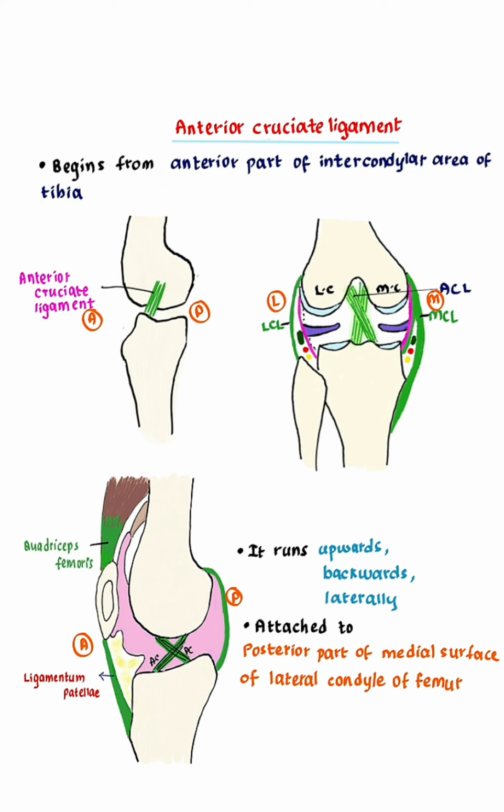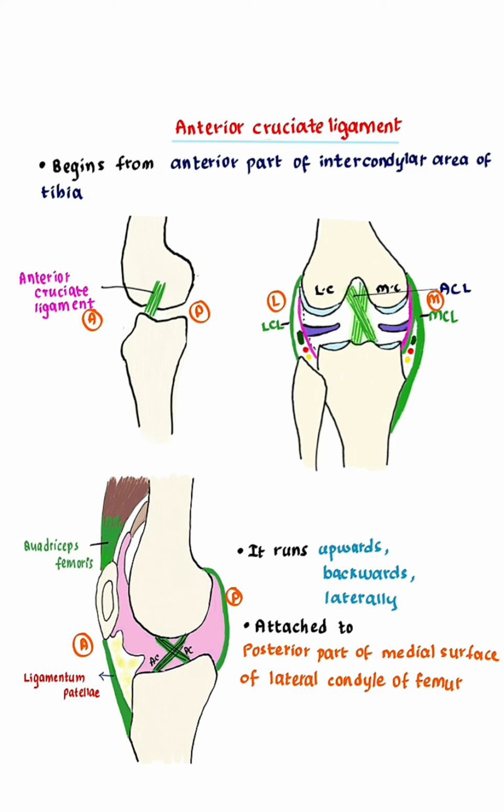If you see the direction of anterior cruciate ligament, it is going upwards. You can see it is going upwards and it is going backwards. This is the anterior side. You can see the patella here. Hence it is anterior side. And this is posterior side. It is going posteriorly. Hence it is going backwards. It is going upwards.